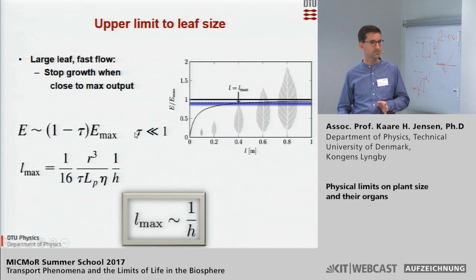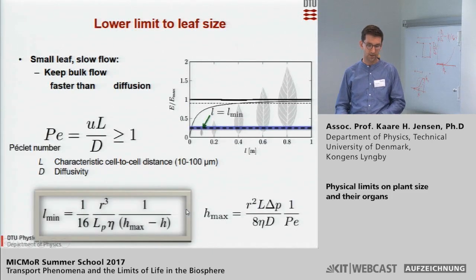So you could say I have to stop when I reach some particular fraction of the maximum output. Tau here is a small number, so I want to reach 90, 95%, whatever. And that sets the size of leaf at which I should stop. I don't want to make a bigger leaf than this maximum size, which is set by some fraction of the maximum output. It gives an equation for the maximum leaf size, which depends on the parameters like this. In particular, it's inversely proportional to height. So the bigger my plant is, the smaller my largest leaf should be. Okay. So that's the upper limit.